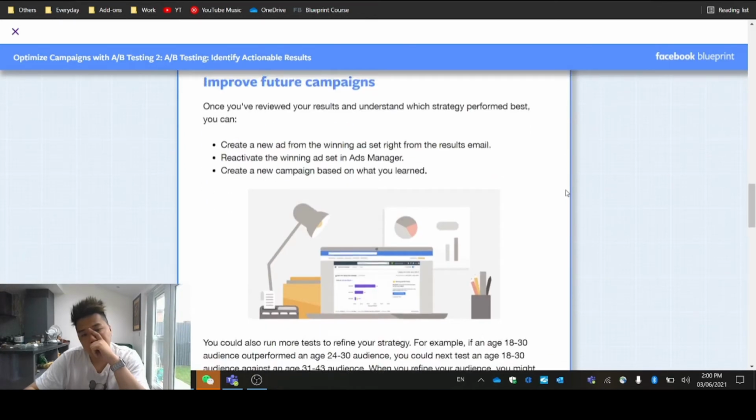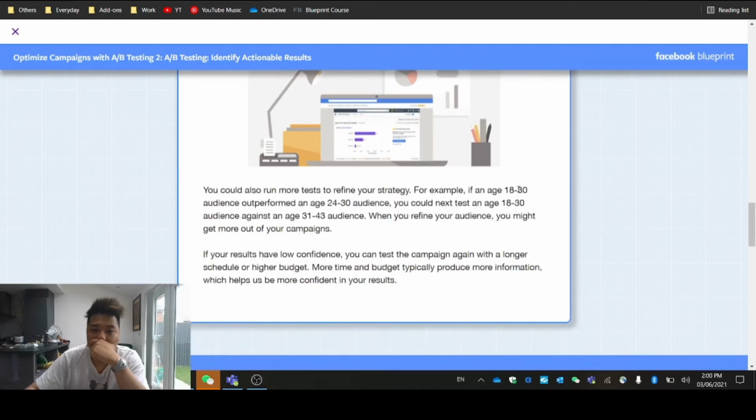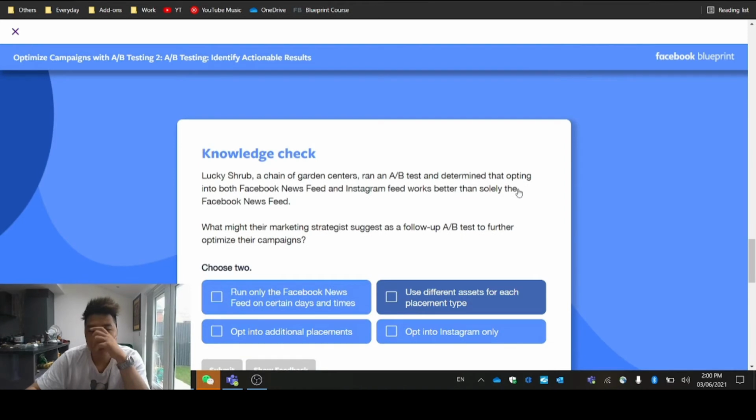Improve future campaigns. Once you review your results and understand which strategy performed best, you can apply it. Lucky Shrub, a chain of garden centers, ran an A/B test to determine that targeting both new visitors performed better.